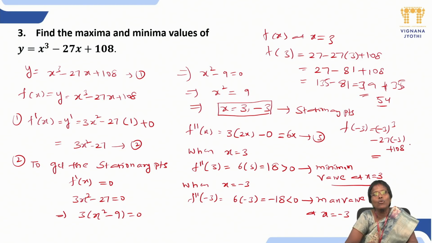So in this way, we find the maximum and minimum value of any given function. First of all, we find the first derivative, and then we get the stationary points. With the help of the stationary points, we can find at what point the function has the minimum value and maximum value. Finally, if we want the particular value, that is, the maximum value and minimum value, we substitute into the given function and find the values.